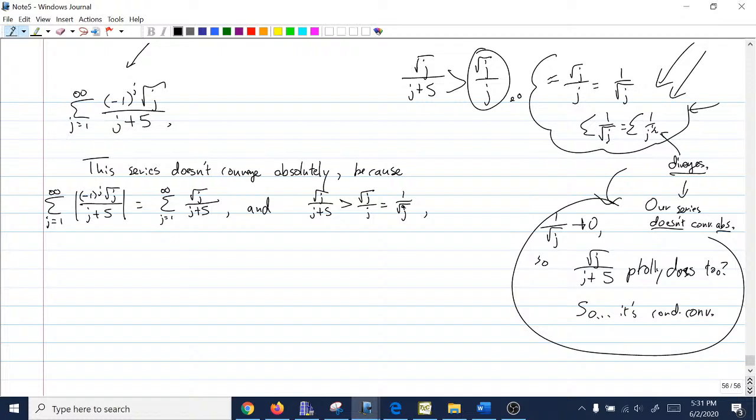This thing is bigger than this, equals this, and so our series diverges by direct comparison. I smush those words together with the divergent p-series, sum 1 over root j.